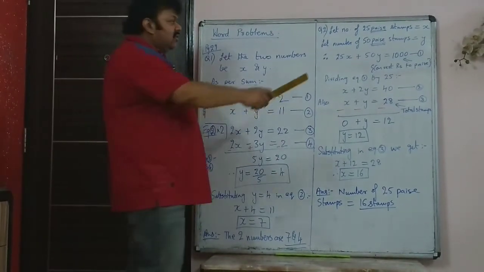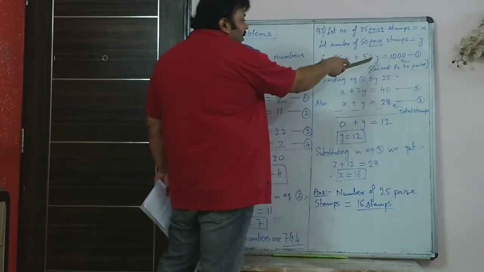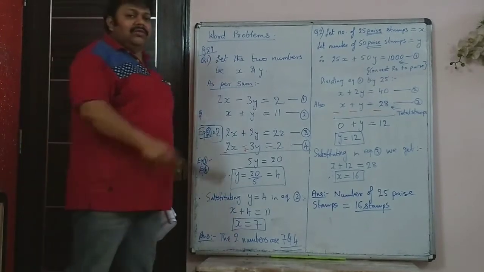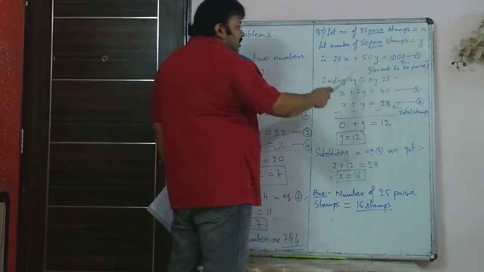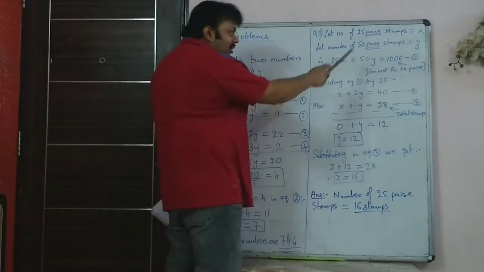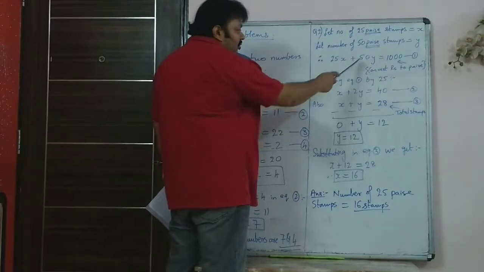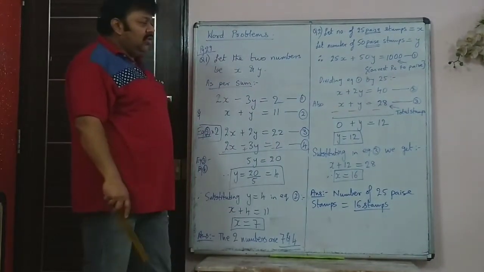Same way here for stamps, 25 paise x stamps and 50 paise y stamps, that will be the total money, that is rupees 10, which is converted to paise. Now to simplify this is a bigger number, so we can divide the entire equation by 25. So x plus 2y is equal to 40, that is equation number 2.